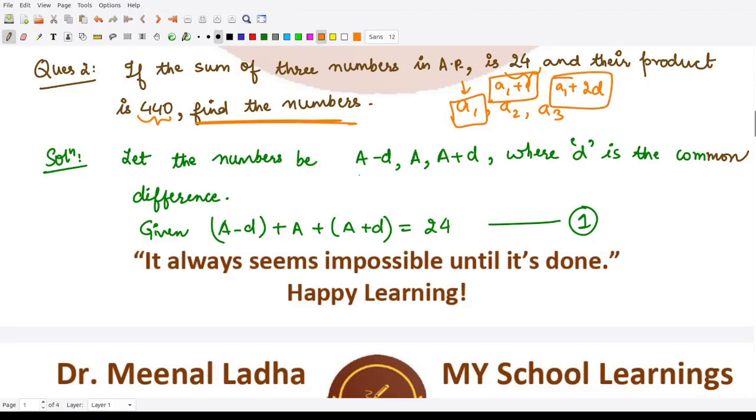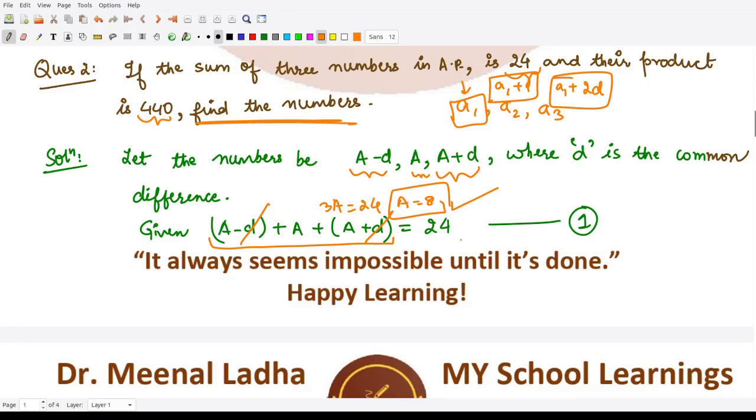However, I am using the terms A minus D, A and A plus D, because the calculation becomes quite easy if we take such terms. I'll show you how. We are given that the sum of these three numbers is 24. So if you take the sum here, it becomes very easy to solve, because D and D get cancelled, and straight away you have the value of A, which comes out to be 8 in this particular case. That is why we are selecting the terms like this. So A is equal to 8.